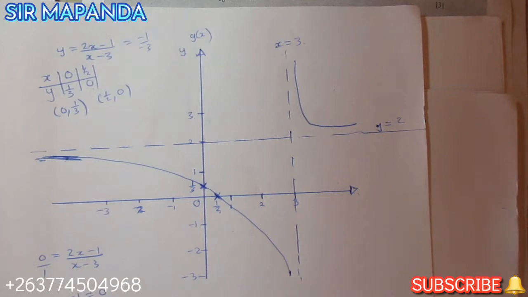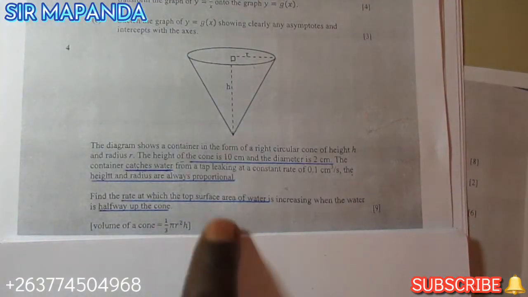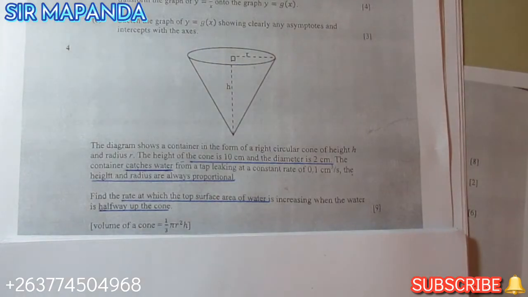Let us move on to question number 4. The diagram shows a container in the form of a right circular cone of height h and radius r. The height of the cone is 10 centimeters and diameter is 2 centimeters. I have underlined the critical statements that are going to assist us in solving this question. And this is one of the critical statements. The height of the cone is 10 centimeters when the diameter is 2 centimeters.